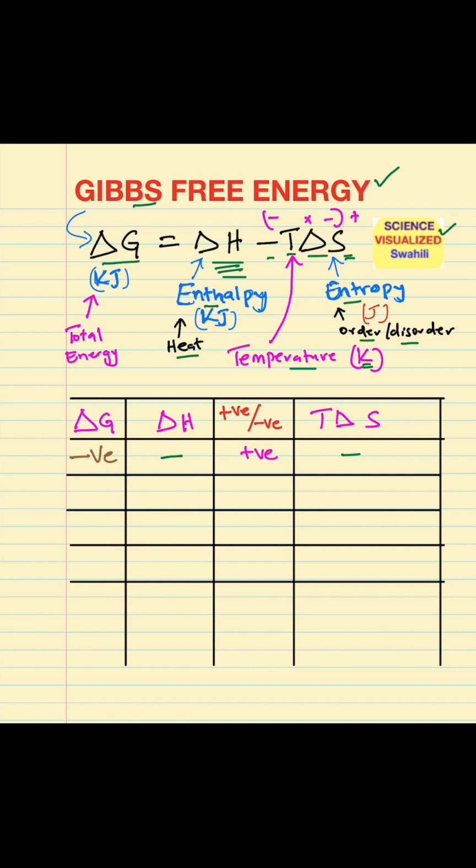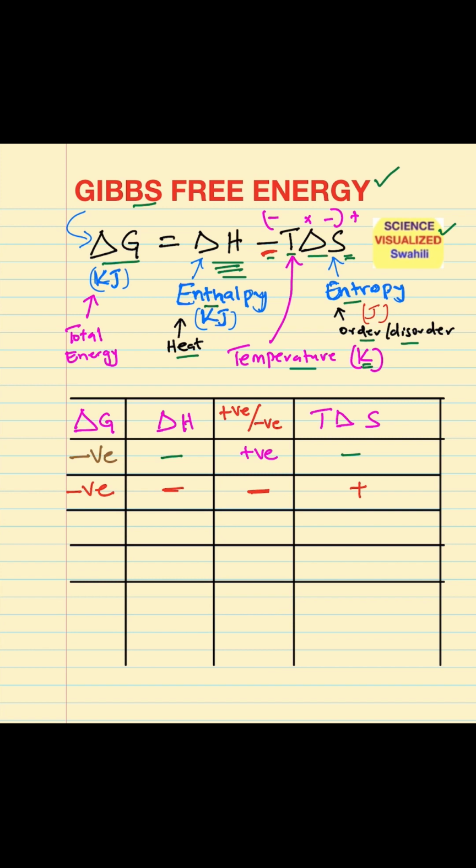Next, if the change in delta H is a negative and the change in delta S is a positive, now we have this negative stays, so this remains a negative. So it becomes negative and negative, and that will give you a negative value, a larger negative value.